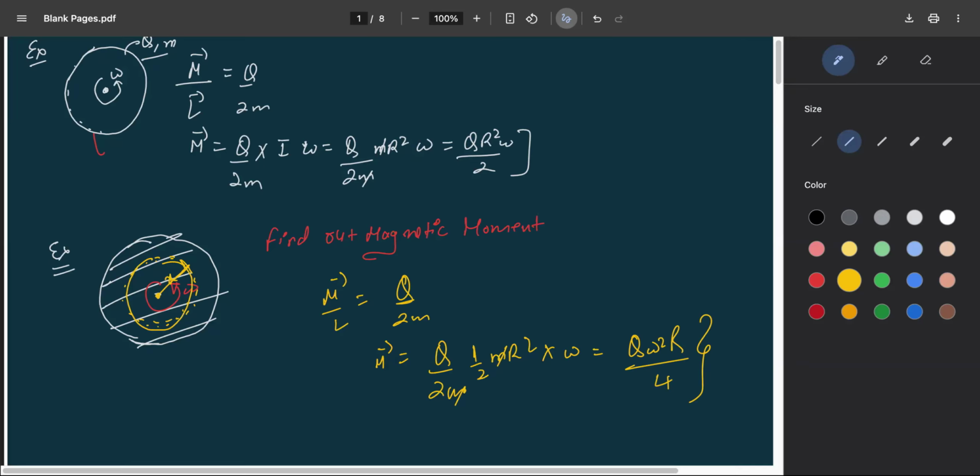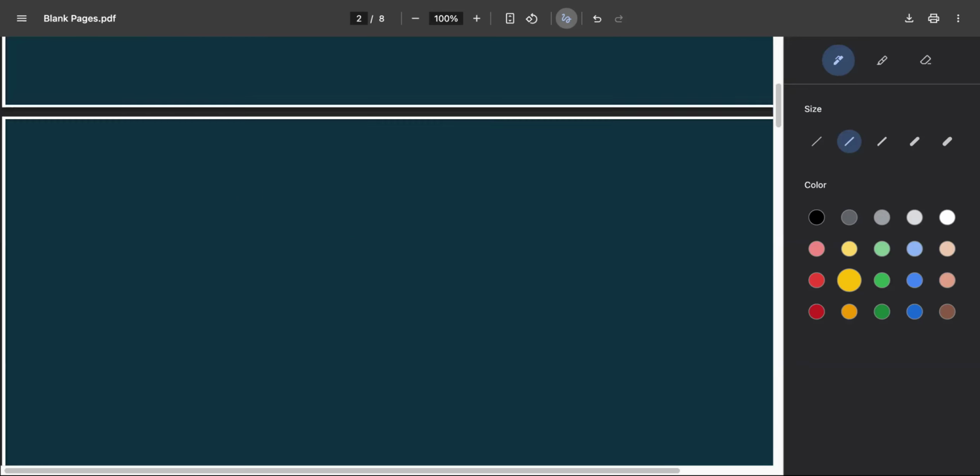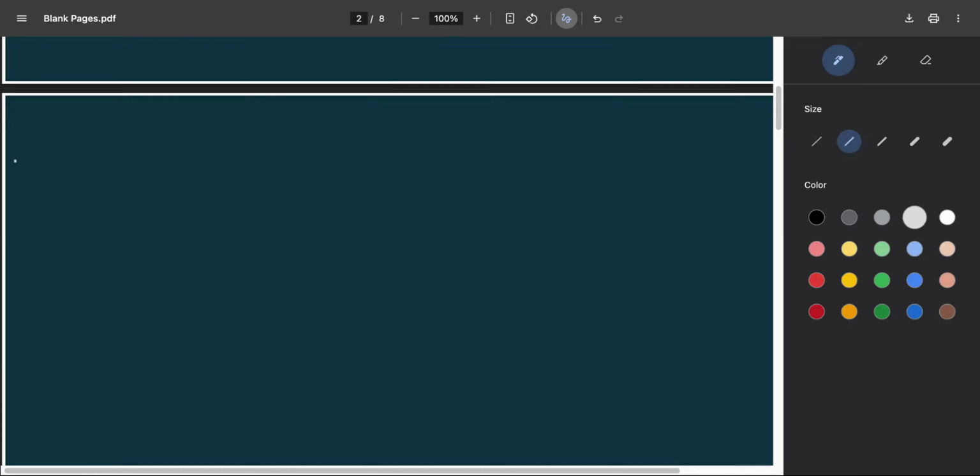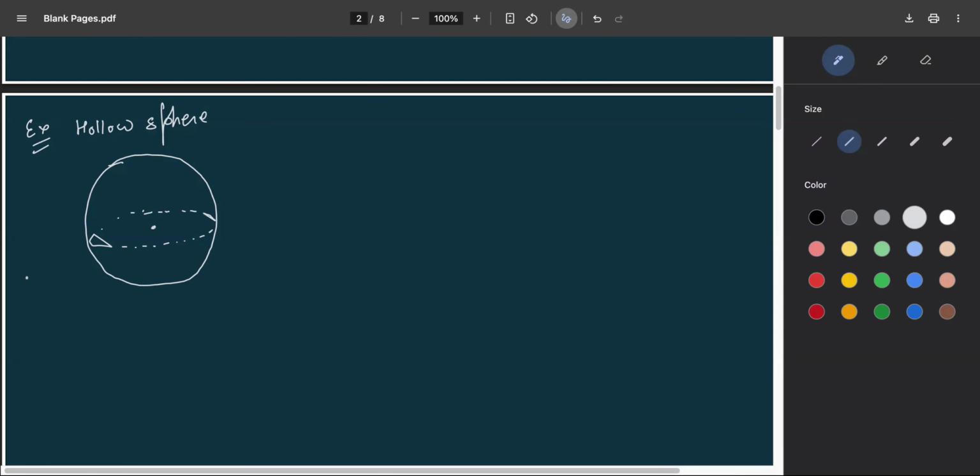But in this case, I'll take the similar thing, but the shape will be different. In this case, the shape comes out as a hollow sphere. You are given a hollow sphere. Some kind of hollow sphere is given to you. So this is basically a hollow sphere given to you.